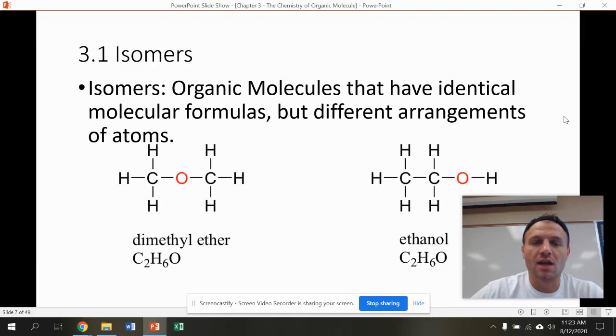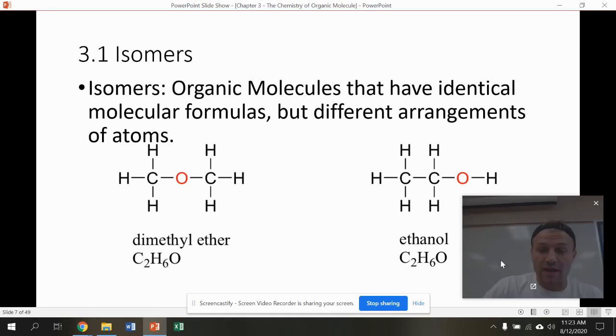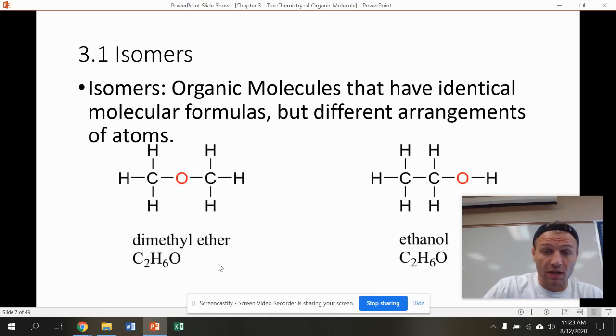Next, we have isomers. Isomers are when organic molecules have identical molecular formulas, but their structural formulas are different. What that means is, the molecular formula is down here at the bottom where it says C2H6O. The molecular formula is going to be the same for different isomers. You can see here dimethyl ether and ethanol. They have the same molecular formula, which means again C2H6O, C2H6O. These here are the same. However, their structural formulas are different.